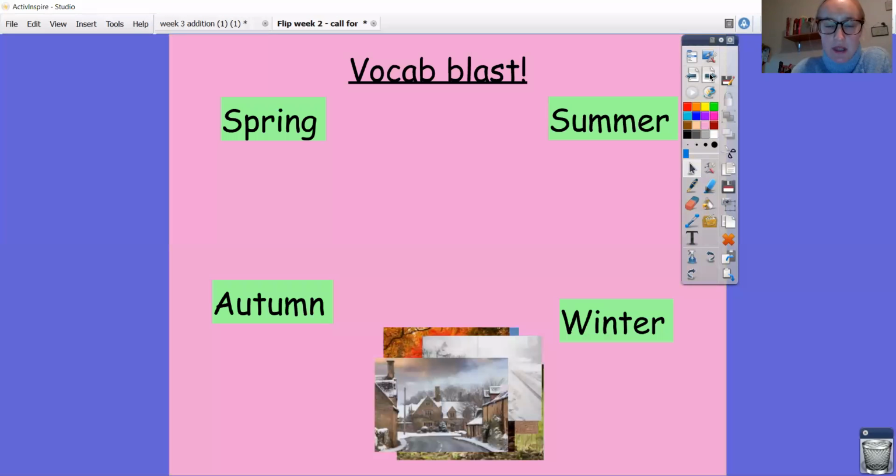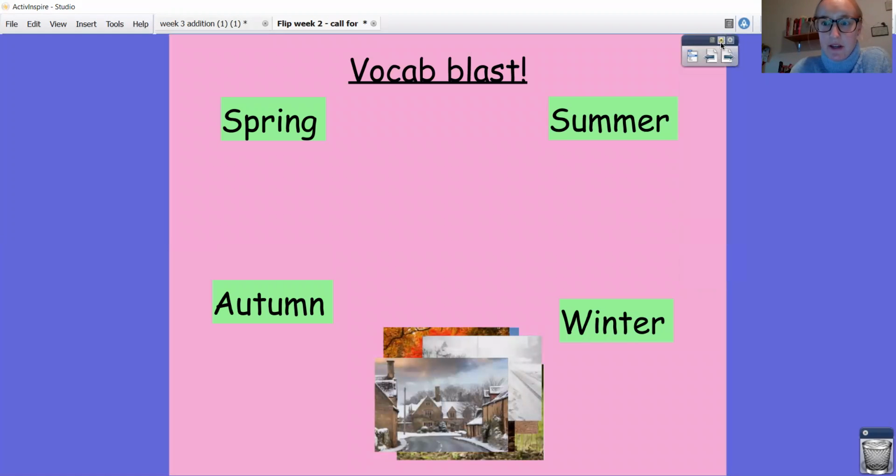Let's do our vocab blast first and make sure we are confident in knowing what these words mean. Here I've got the names of the 4 seasons. Let's make sure we can read them. This one says spring, summer, autumn, and winter.